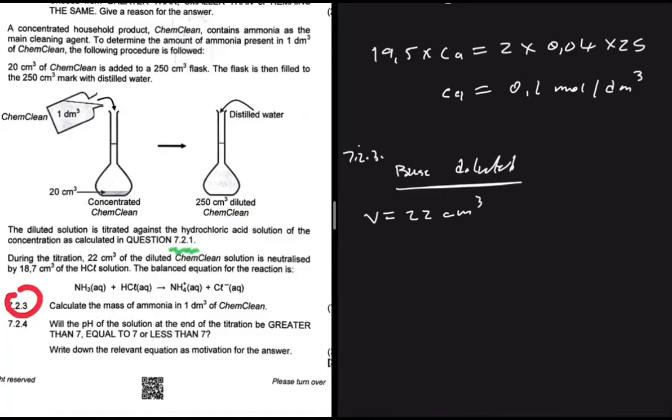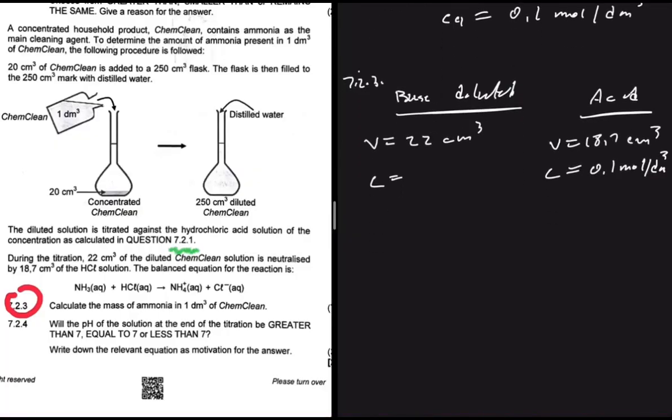And then what is it neutralized by? Now we come to our acid. It is neutralized by a volume of 18.7 centimeter cube of HCl, of which the concentration is the same as the one we calculated in 7.2.1, right? So that is 0.1 moles per decimeter cube, right? So we can start by finding the concentration of the diluted base. That's what we can start by doing, right?